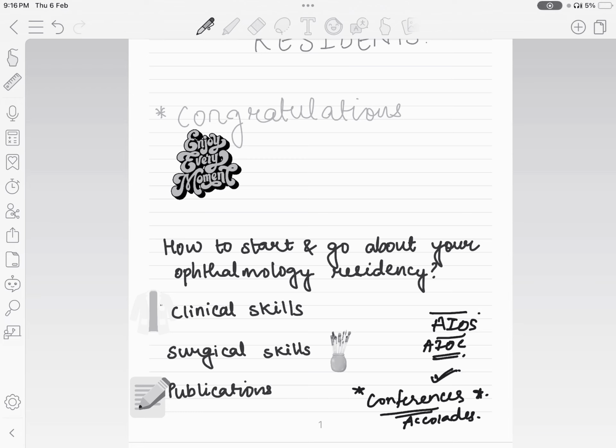So yeah, these are the three things to keep in mind, and keep in your mind that these are the three aims for ophthalmology residency.